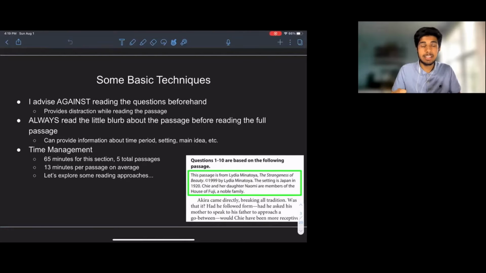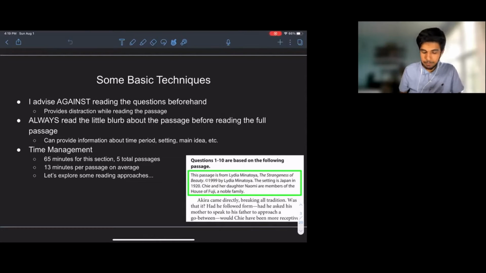Second, I say to always read the little blurb about the passage before reading the full passage. So in the picture, it's the little blurb in the green box. Reading this blurb can give us some information about the time period of the passage, perhaps the setting, main ideas, stuff like that. So let's just take a look at the example.